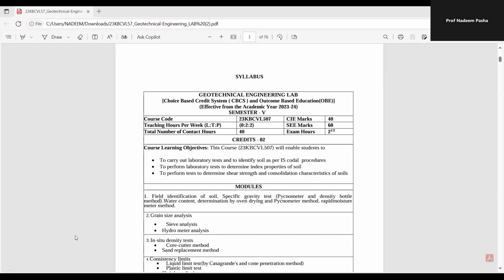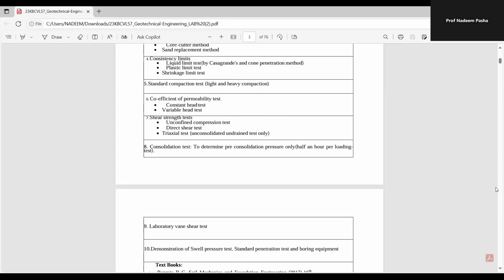Next, field identification of soil, specific gravity test, pycnometer and density bottle method, water content determination by oven drying method and pycnometer method, rapid moisture meter method. In the grain size analysis, we need to carry out sieve analysis, hydrometer analysis, in situ density test, core cutter method and replacement method, consistency limits, liquid limit test by Casagrande and cone penetration method, plastic limit test, shrinkage limit test. Next, standard compaction test, light and heavy compaction, coefficient of permeability test, constant head test, variable head test.